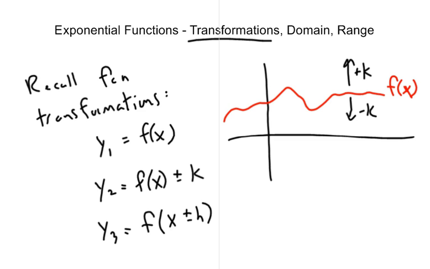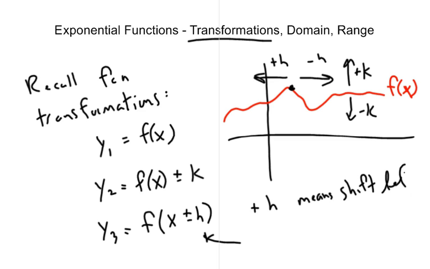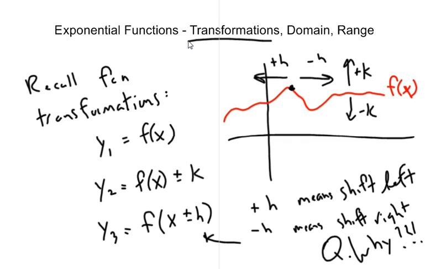If you've got plus k, it'll shift it up, and minus k will shift it down. Also, remember that if you have f of x plus or minus h, so notice we have something inside those parentheses, then that shifts any given point left or right. One of the things that's kind of interesting is that if you have a minus h in the parentheses, it's going to shift the function to the right. And if you have a plus h, it's going to shift it to the left. And the question is, why? Why does that happen? Plus h shifts left, minus h shifts right.